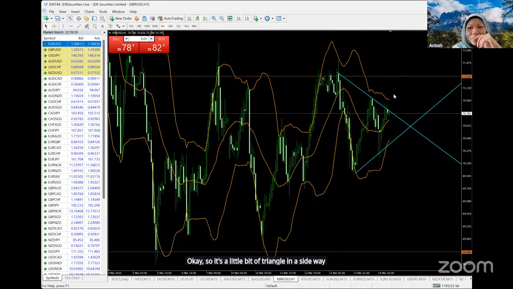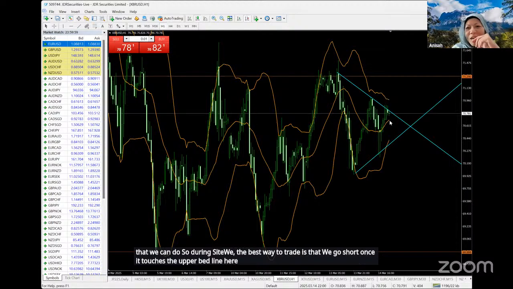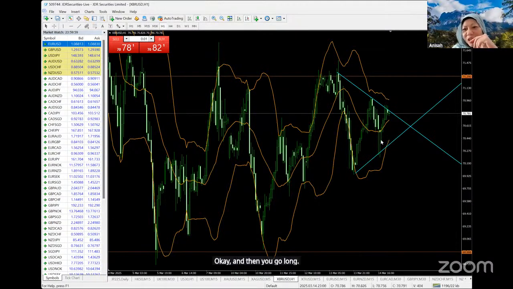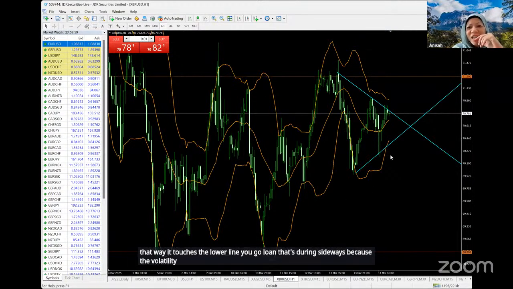So there's not much that we can do. During sideway, the best way to trade is that we go short once it touches the upper band line here, and then you go long when it touches the lower band line here. That's what happened here. When it touches here, you go short, and when it touches the lower line, you go long. That's during sideways because the volatility is just there.